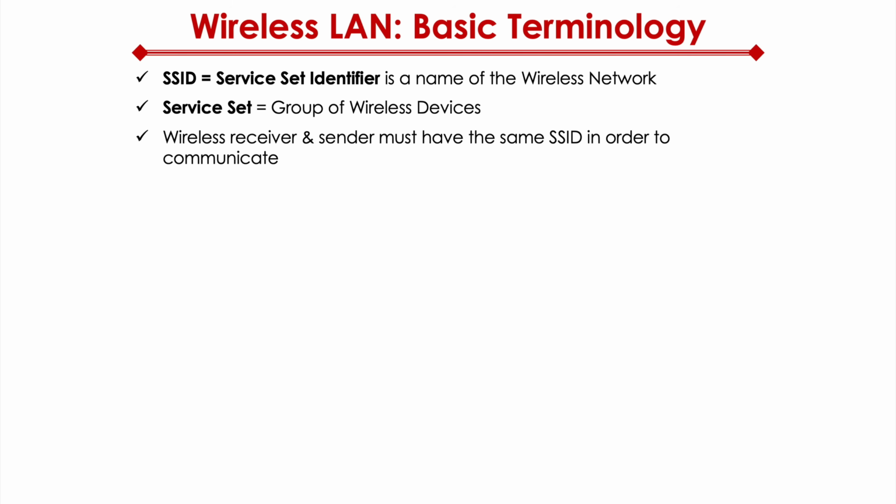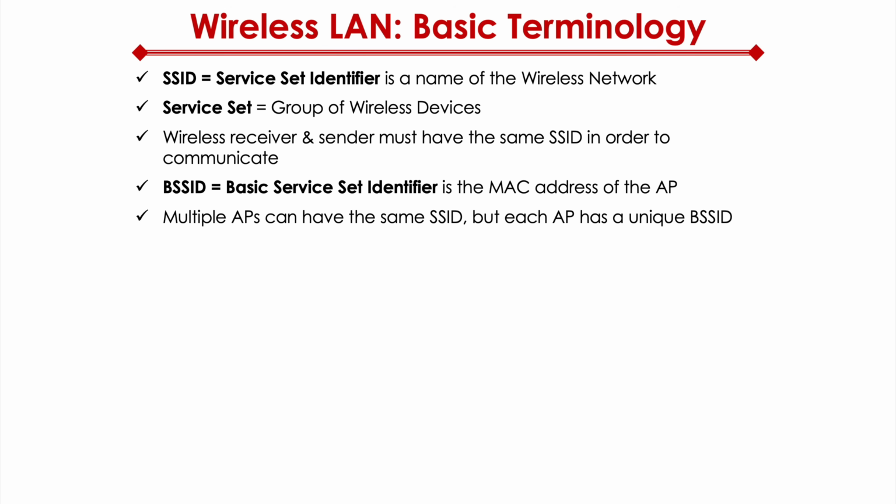One thing you need to keep in mind when it comes to SSID, both the receiver and the sender must have the same SSID for them to be able to communicate with each other. And there's another term that's used kind of behind the scenes, BSSID, or Basic Service Set Identifier. That essentially is a MAC address of the access point. Multiple access points can have the same SSID, but each access point has a unique BSSID.